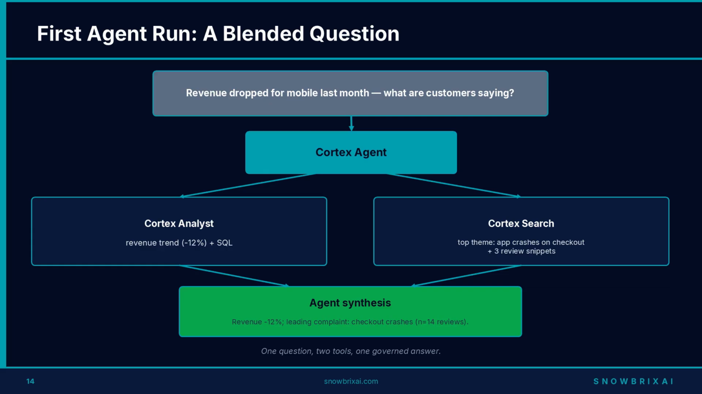Now give the same question to the agent at the top. The question branches into two calls. Left, Cortex Analyst: the revenue trend, down 12%, with SQL. Right, Cortex Search: the top theme, app crashes on checkout, with 3 review snippets. Both feed the synthesis box: revenue down 12%, leading complaint checkout crashes, 14 reviews. One question, two tools, one governed answer. Before, that was two Slack requests and a day of waiting.